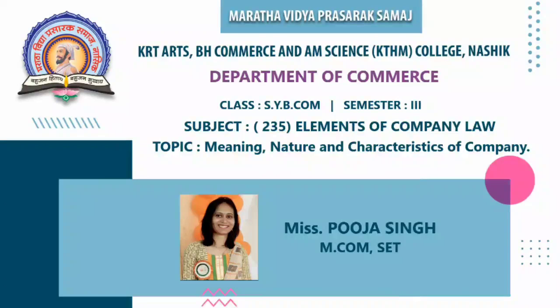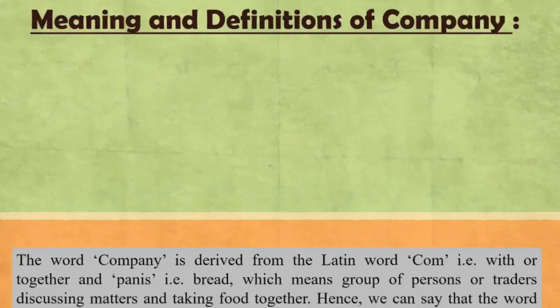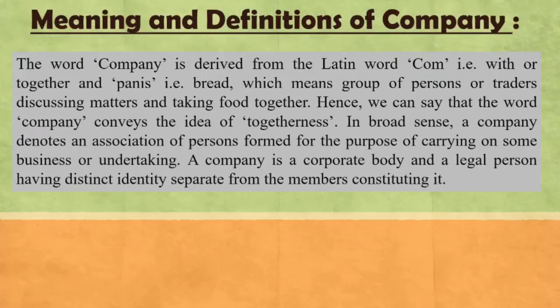In the previous lectures, we have seen the syllabus of a subject, that is Elements of Company Law. Further, we have started the first chapter in which we have completed the first topic, that is the background and the features of the Companies Act 2013. So, we will move on to the next topic of the first chapter, that is meaning, nature and characteristics of a company. So, let us see the first meaning and the definitions of a company.